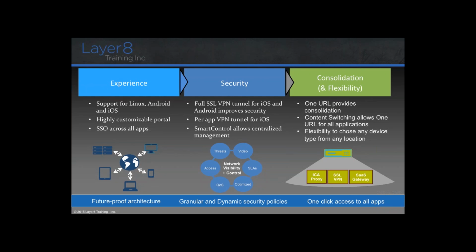And as well as our flexibility, now we've got one URL to provide consolidation to anything that you need access to. Content switching allows one URL for all applications, no matter what they're looking for within your environment, and we have the flexibility to choose any device type from any location. So we're getting one-click access to all of the applications.